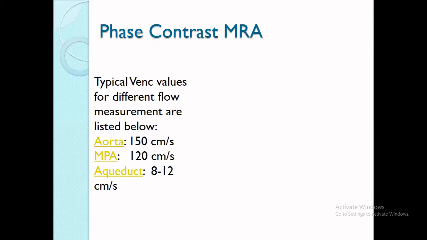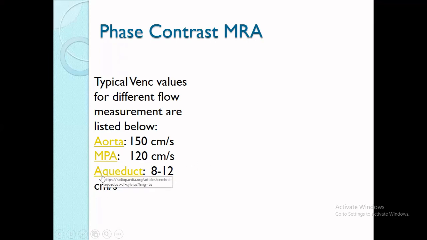For example, in the aorta there is a high blood flow, because near the heart it takes the blood in a systolic way, and systole has a high pressure. So that's why the velocity for the aorta is 150 centimeters per second. While the MPA, the main pulmonary artery, takes the blood from the right side of the heart toward the lungs. That's why it's also high, but not as high as the aorta. So the flow velocity for this one is 120 centimeters per second.